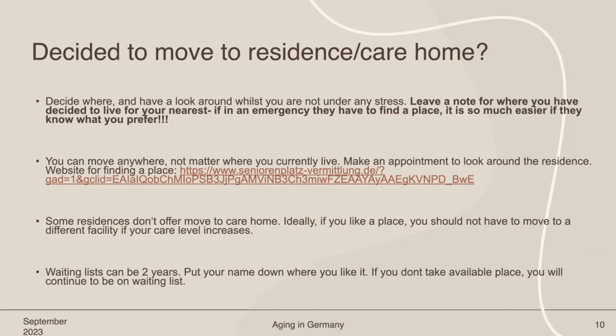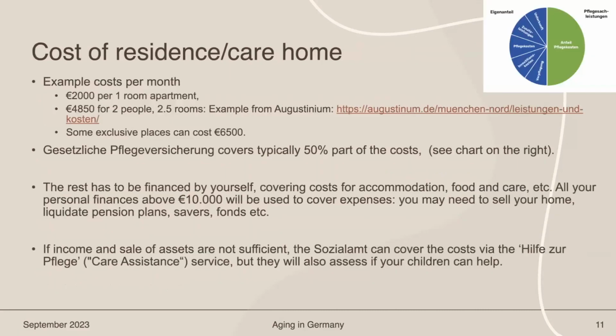Right, what's involved in terms of cost of moving to a care home? This can become quite steep, and roughly about 50% of the cost has to be covered by yourself. The care insurance, the Pflegeversicherung, covers 50%, and you then have to cover the rest. So, cost per month, I've given you some examples.